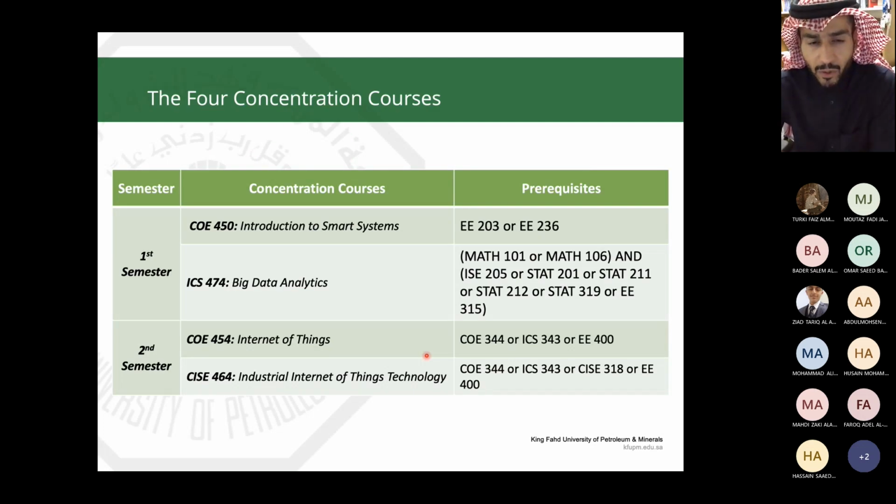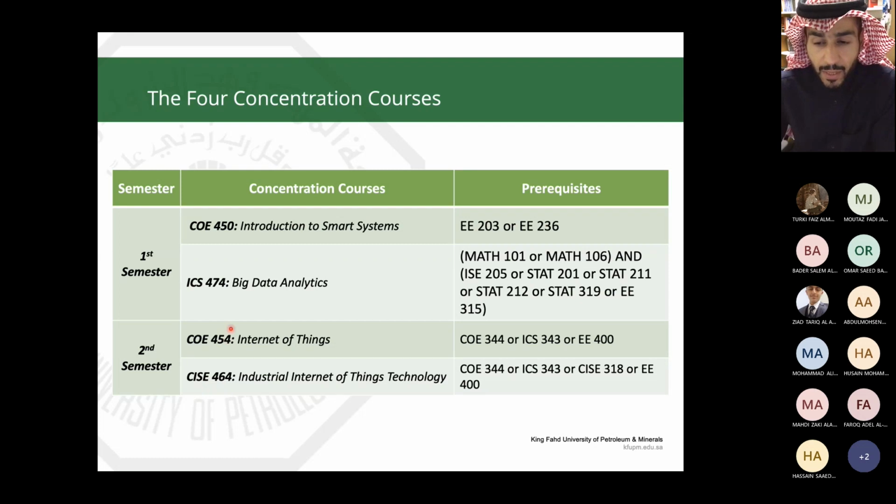So here is a look at the courses. The first semester students take COE 450 and ICS 474. And you can see here that to take this one, you have to take either 203 or 236. Now for big data analytics, you need math and one of the stat courses, and any of those stat courses will do. Now, for the second semester, students need to take the courses that require networks, so COE 454 and CISE 464.